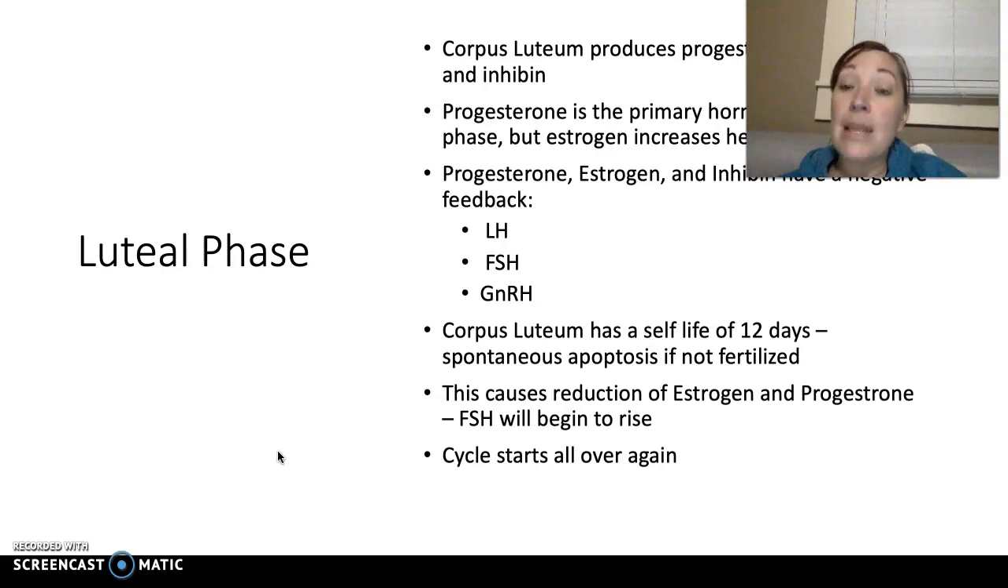It should be noted that that drop in estrogen and progesterone is what causes the uterine lining to shed. Those hormones were recruiting blood vessels to the lining and thickening the lining. When they drop, those blood vessels basically go away and the uterine lining sheds, which is what starts menses.